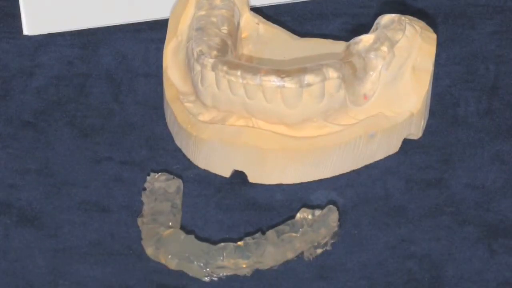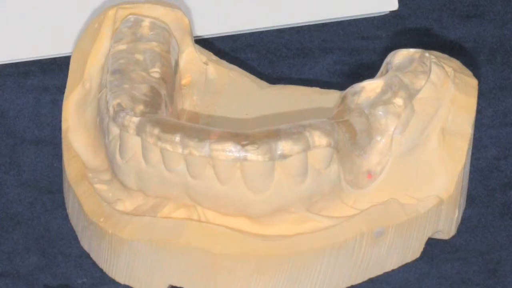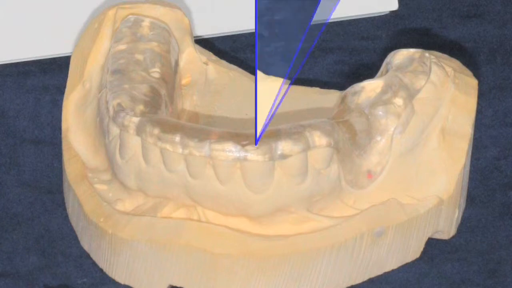At the initial exam, upper and lower impressions and a bite registration were made and sent to the lab, where a radiographic guide and radiographic index were fabricated on articulated study models. An accurate radiographic guide is critical to the success of guided cases, as it shows the ideal position of the tooth or teeth to be replaced.